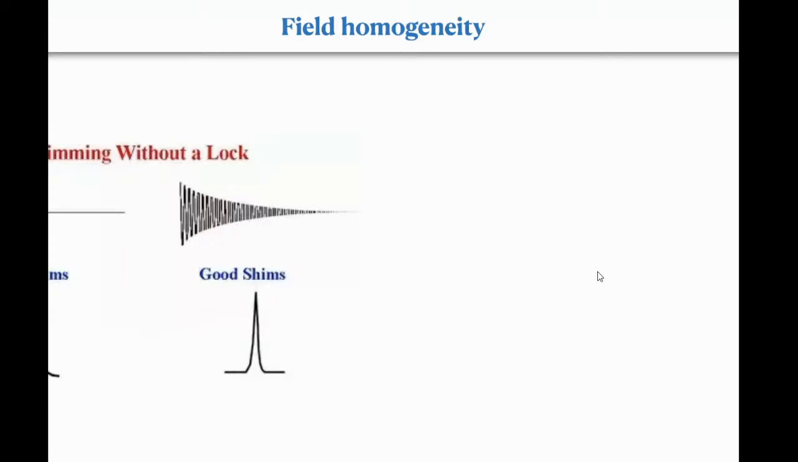If you have good homogeneity, your free induction decay is going to last long and you get a very sharp signal. Okay, so that is what happens. So what we do in NMR is what we call shimming. Shimming is the name for it. It is to homogenize your magnetic field.